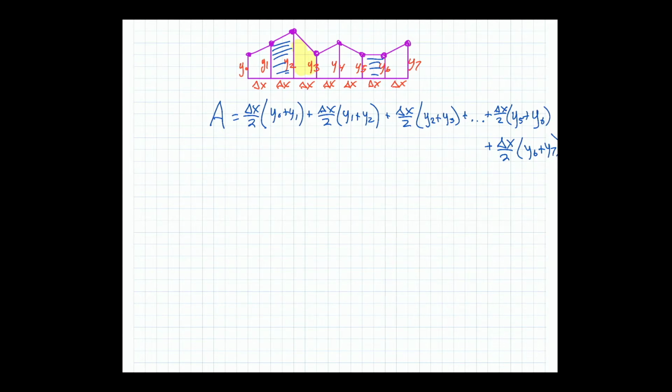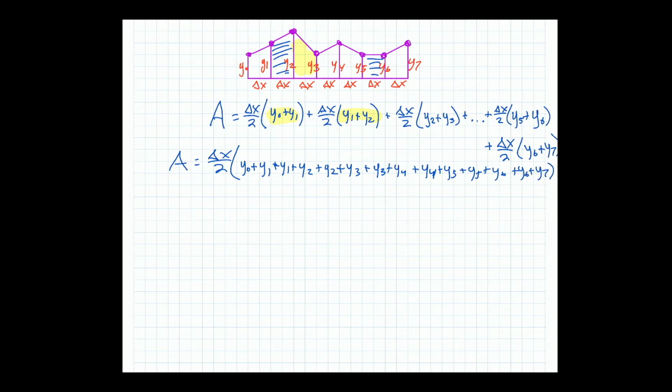But if you look at what happens here, something interesting will happen if I take this and I factor out the delta x over 2. Because what I'm going to get is here, y0 plus y1, and then here, y1 plus y2, y2 plus y3, y3 plus y4, y4 plus y5, y5 plus y6, y6 plus y7, right? So you end up with all that stuff.